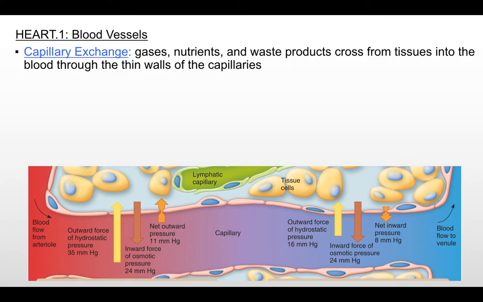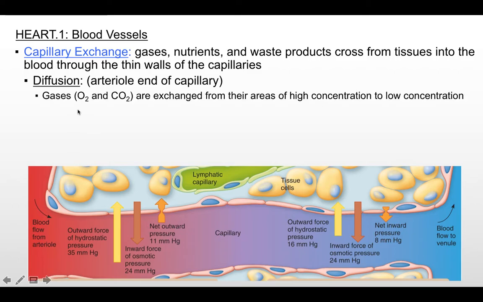And there's three mechanisms by which we do this. Diffusion happens on the arterial end of the capillary, so the first parts. And this is where we have really small molecules, like maybe our gases, O2 and CO2, exchanged from areas of high concentration to low concentration. So for instance, if we're in the lungs, we have a high concentration of O2, so we're going to see O2 diffuse into the blood. If we're in the body, the opposite will be true. The body has a lower concentration of O2 than the blood, so we'll see O2 migrate outward.